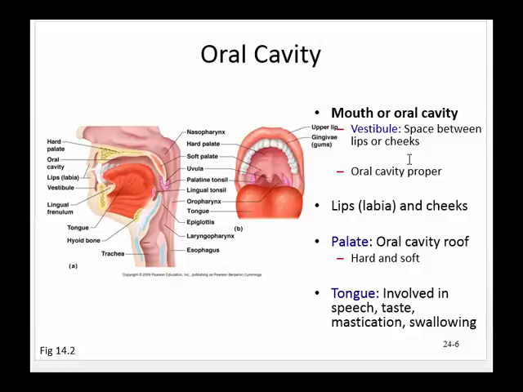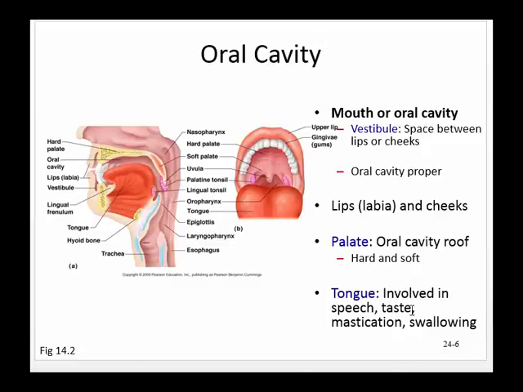the vestibule is really just the whole space within there, between the lips and the cheeks, also referred to as the oral cavity proper. We have the hard and soft palate. The hard palate is represented by a bony structure, and the soft palate is behind there, a little bit softer. And then the tongue, of course, is a giant skeletal muscle. And it's skeletal muscle because we can voluntarily control its movement.